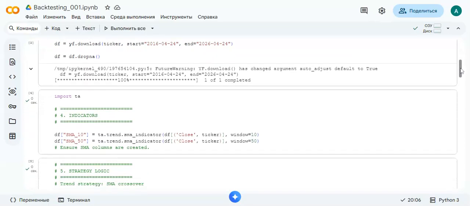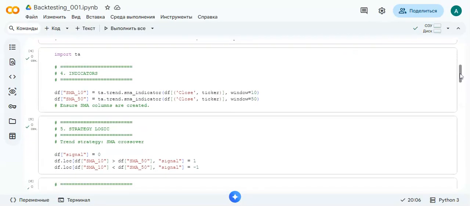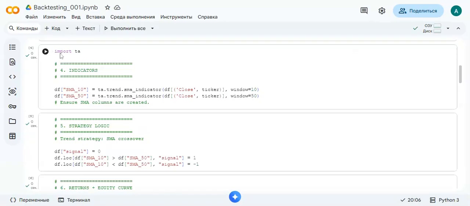Okay, then we are going to import the technical analysis library. And here what we are doing simply is importing two simple moving averages: one of them, let's call it fast, which is 10 days, and the 50 days, which is the long or slow one.